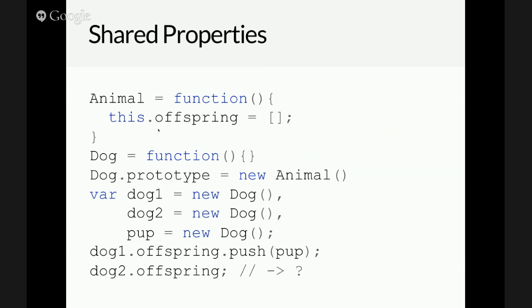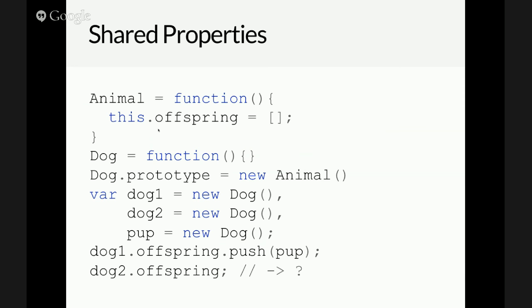Here we have animal, which is our constructor function. You can create new animals off of this. And inside that constructor function, we're going to set an offspring property. By default, it'll be an empty array. We assume that animals can have offspring later on in life. And then we have a dog, which is just an empty constructor. So you can create new dogs as we do down below.